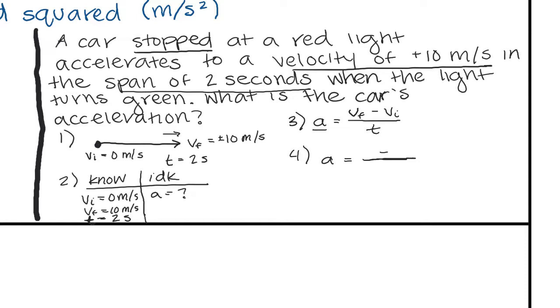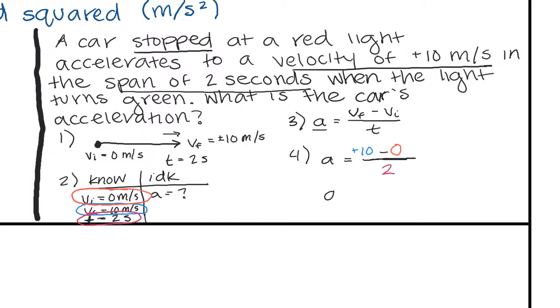So what I've got for VF, right? So VF, we already indicated here on this T chart, is equal to positive 10 meters per second, right? We know that VI is equal to 0 meters per second. It started off in a stopped position. All right, and finally, we can plug in time. So we've got time over here in our T chart. Our time is equal to 2 seconds.